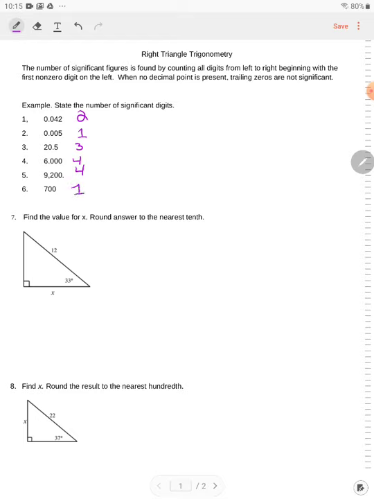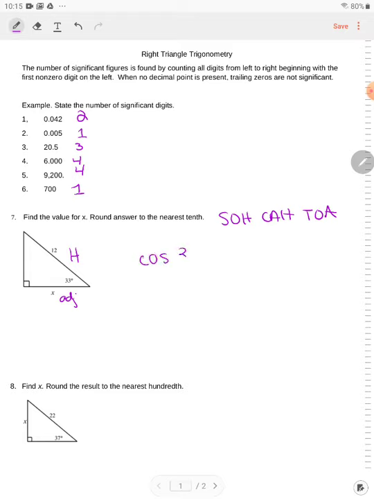All right, find x, round the answers to the nearest tenth. We're going to use the trigonometric functions to help us solve these triangles, so we're going to review SOH CAH TOA. I have the hypotenuse given, so it must be sine or cosine that I'll use. And this is the adjacent side. So the adjacent over hypotenuse is cosine.